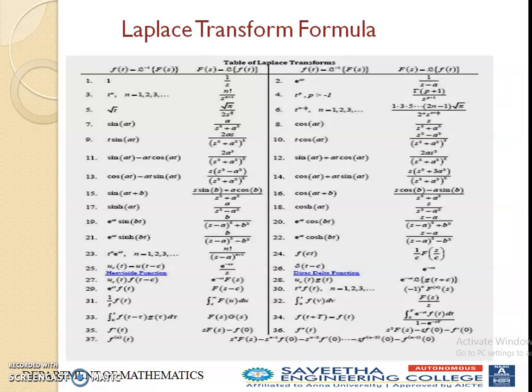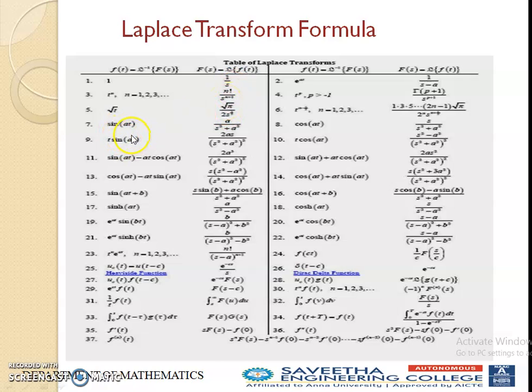Now the Laplace transform formulas. Here we have several formulas, but don't go through all of them. I will tell you which formulas are important; we must study those, they are compulsory. The first one is L of 1, which is 1 by s. L of t is 1 by s square. L of t square is 2 divided by s cube. The general formula is L of t power n equals n factorial divided by s power n plus 1.